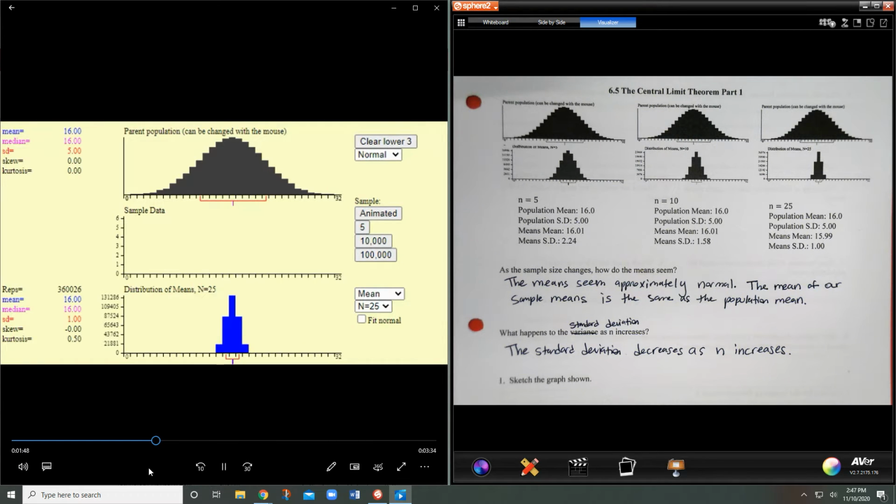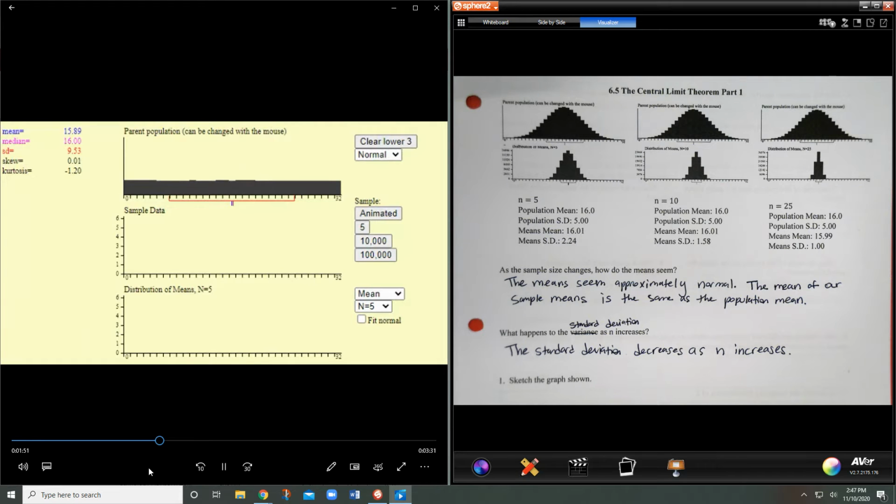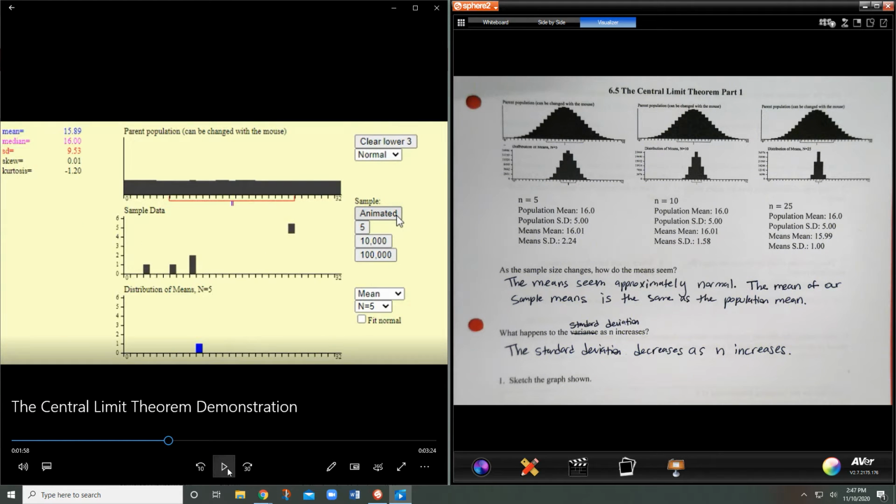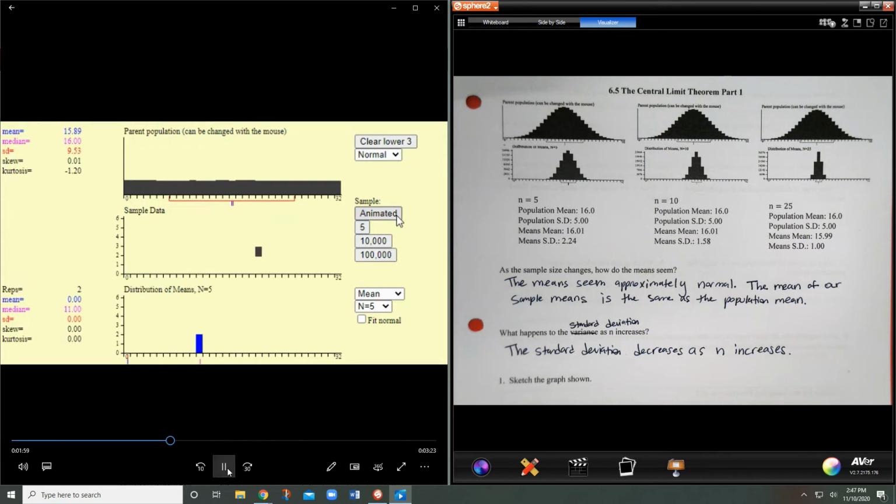The next one that we are going to look at is going to be a uniform distribution. It makes sense that if we have a normal distribution, the means are going to be normally distributed. But we want to see what's going to happen when we don't have a normal distribution, since a lot of things that we study in statistics are not always going to be normally distributed. This time we're taking samples of size 5 from a uniform distribution.